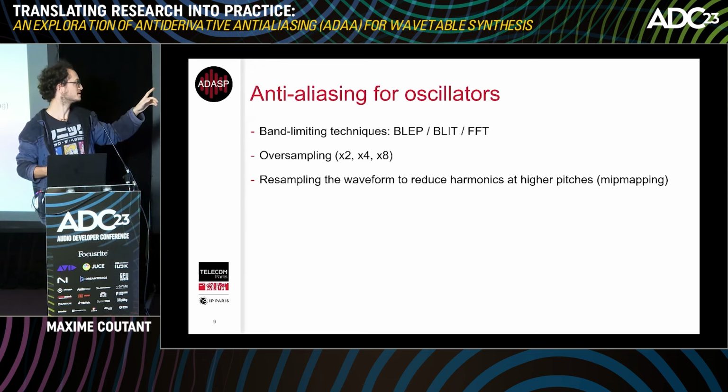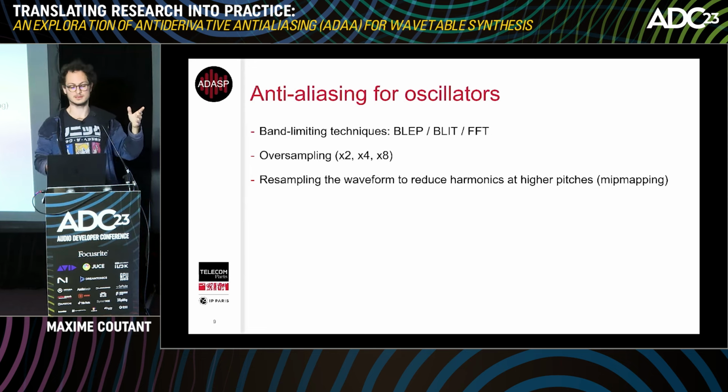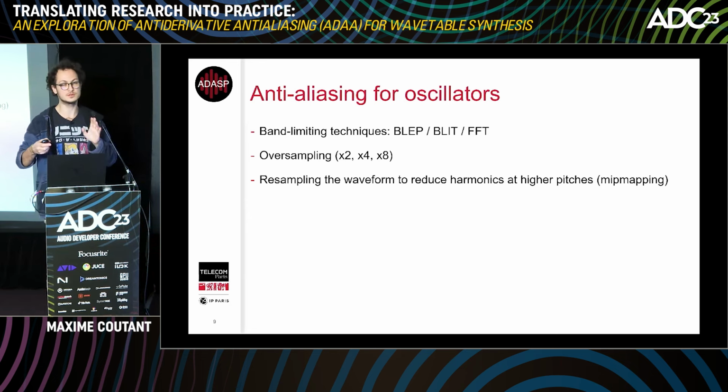Another technique you can use is oversampling. The idea of oversampling is simply that you will temporarily use a higher sample rate, and by doing that, you push your Nyquist frequency further away. So you can then try to attenuate every frequency that lands between your target Nyquist frequency and the oversampled target frequency.